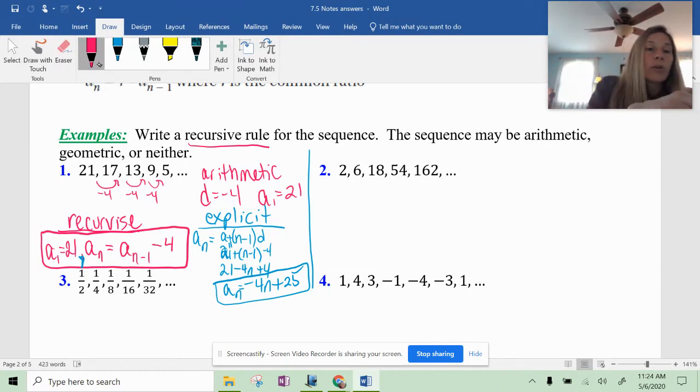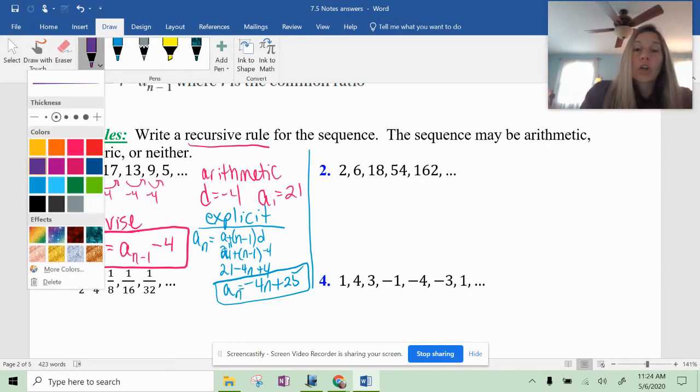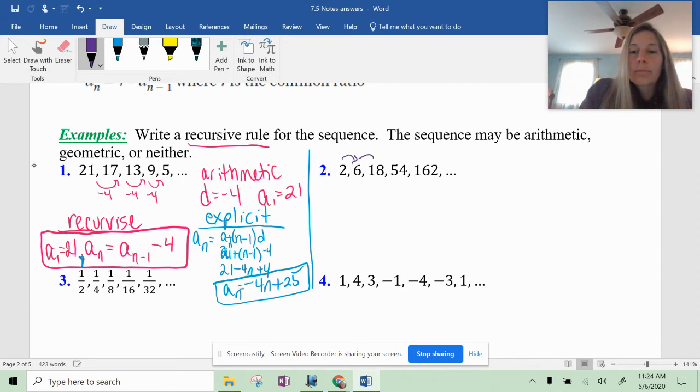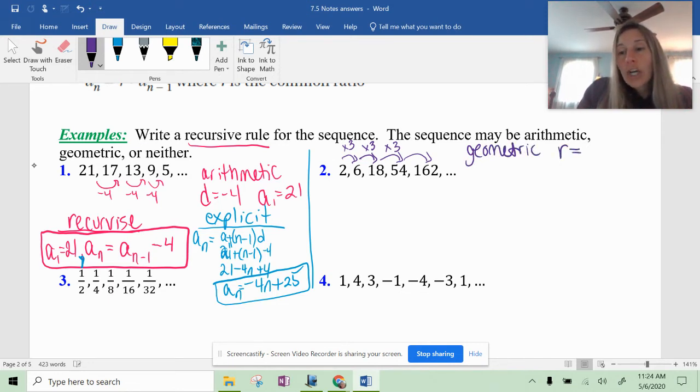So now let's take a look at number 2. I'm only going to do recursive. After I do this one, I'll just do recursive, but just to kind of compare them. Now this one here, this is a multiplying pattern. So 2 times 3 is 6, 6 times 3 is 18, 18 times 3, and so on. So we can see that this is a geometric pattern. It has a common ratio of 3, and the a sub 1 is 2.